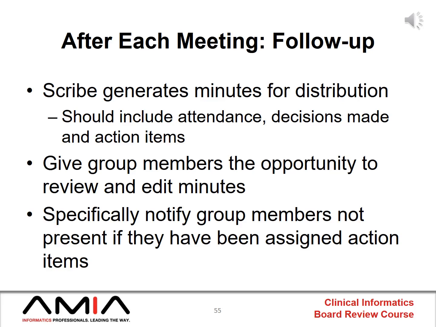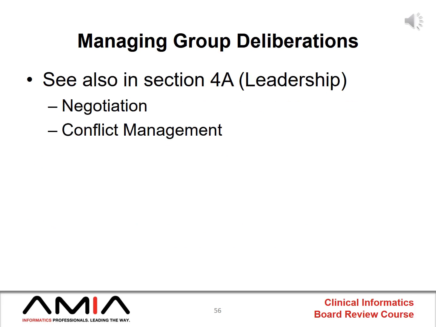After each meeting, the scribe should generate minutes for distribution, which should include the attendance, the decisions made, and the list of action items. The group members should be given the opportunity to review and edit those minutes, and group members who were not present but who have been assigned action items should specifically be notified about those action items. Managing group deliberations is listed in the section on effective interdisciplinary teams. However, this was already covered in section 4A on leadership by describing negotiation and conflict management.